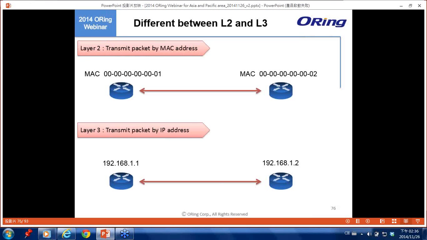What's the difference between layer 2 and layer 3? The first difference: we all know layer 2 packets are transmitted using MAC addresses. For example, MAC address 01 transmits to MAC address 02. But if we try to transmit a layer 3 packet, it must use IP addresses. For example, IP address 192.168.1.1 transmits to 0.2.